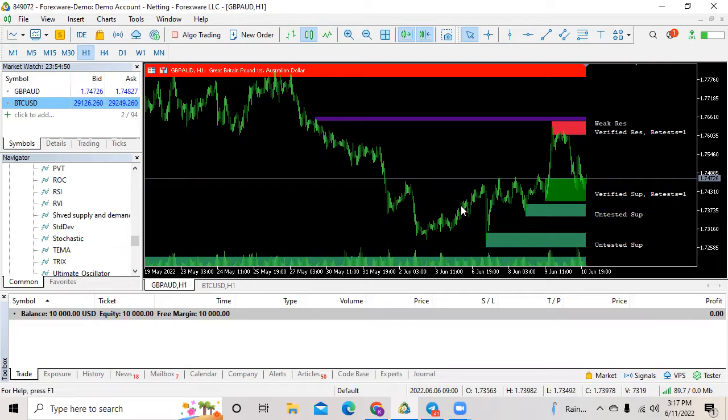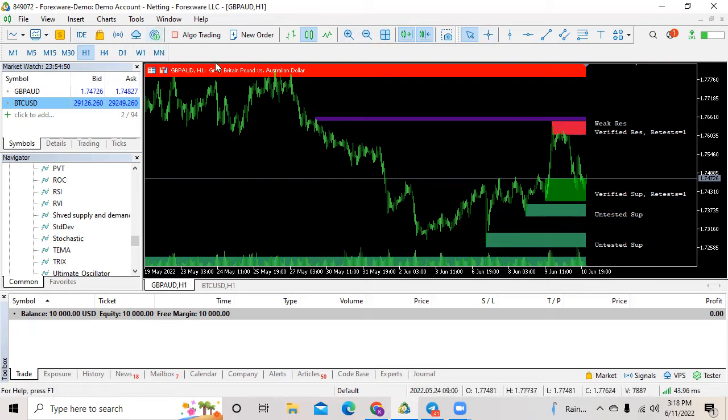Because to the naked eye, it's hard. You're looking at it, you can find a few of these levels, but you can't find some levels that you could really, really trade from. So I'm going to show you how I find my key levels. Basically, I use it on the 1 hour plus. I don't use it on less than that.